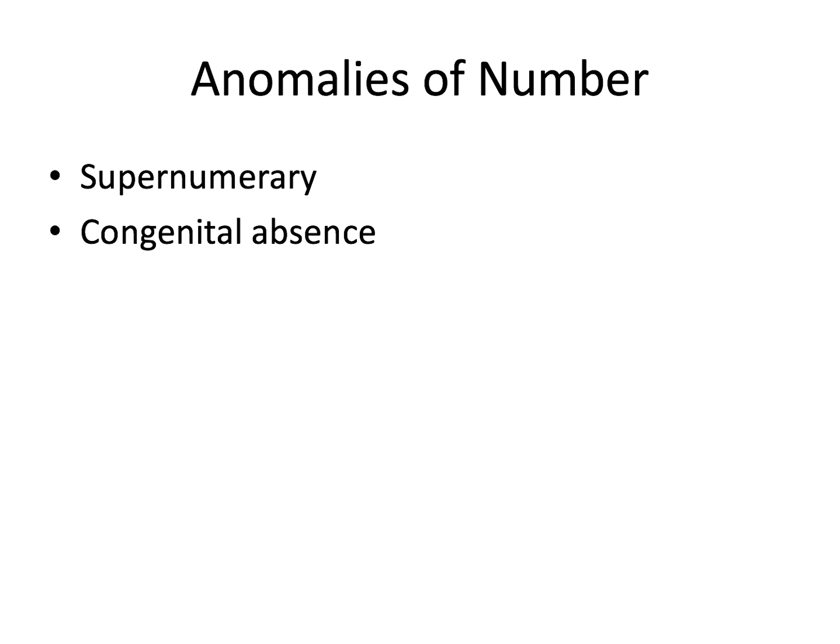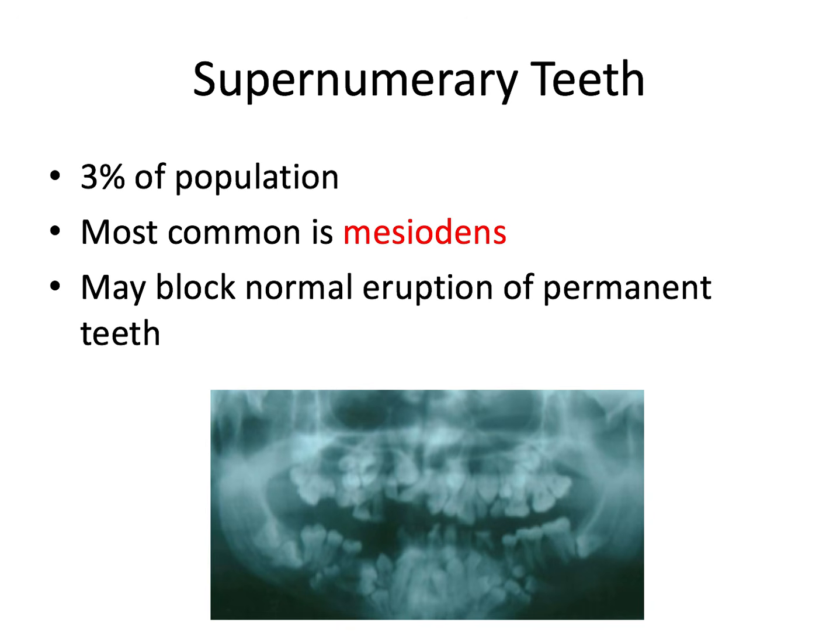So our first category are anomalies of tooth number. Now, this kind of disturbance occurs during the initiation or bud stage, where you get either extra or completely missing teeth. So supernumerary or extra teeth occur in about 3% of the population. The most common form of this is what's called a mesiodens, which means middle tooth.